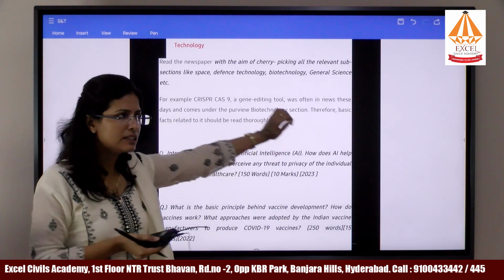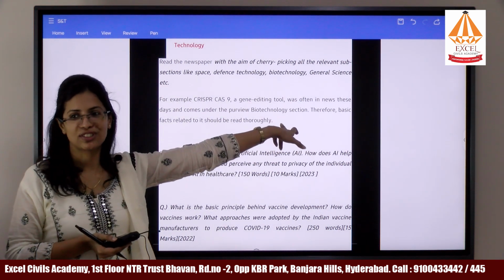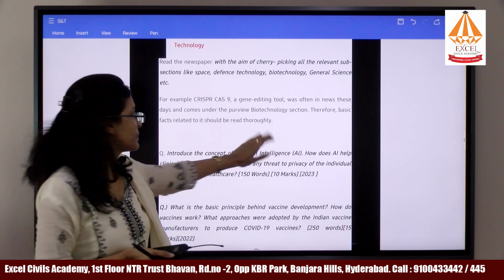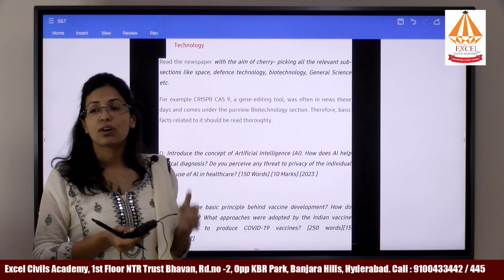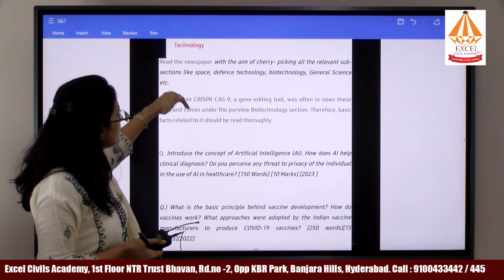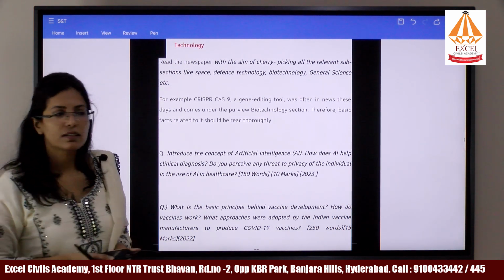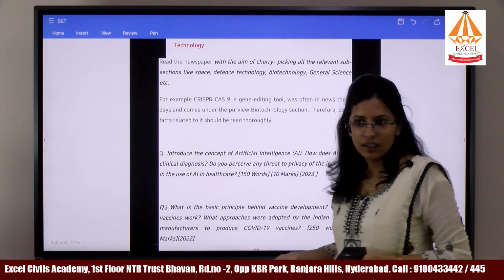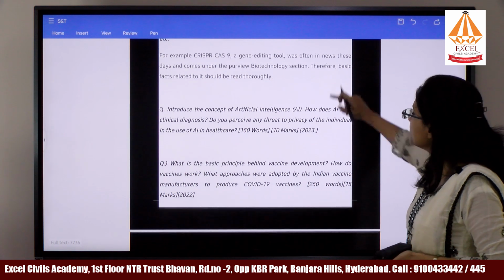With respect to Nobel Prizes, there was this gene editing tool, that is CRISPR-Cas9. We will read it in classes. Again it is related to biotechnology. Anything related to biotechnology, you should be very, very alert about it. This gene editing technology was awarded the Nobel Prize. With respect to this, a prelims question was asked by UPSC regarding what the technology is and how it will help.